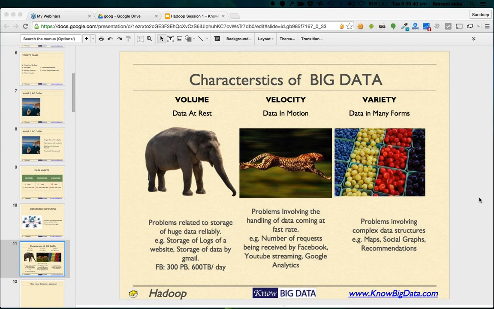So was I able to explain to you the meaning of volume, velocity and variety? Yes, Raj and Pooja, you have questions for me? Sridhar is saying, can you please repeat the variety? All right. So variety means data in many forms.